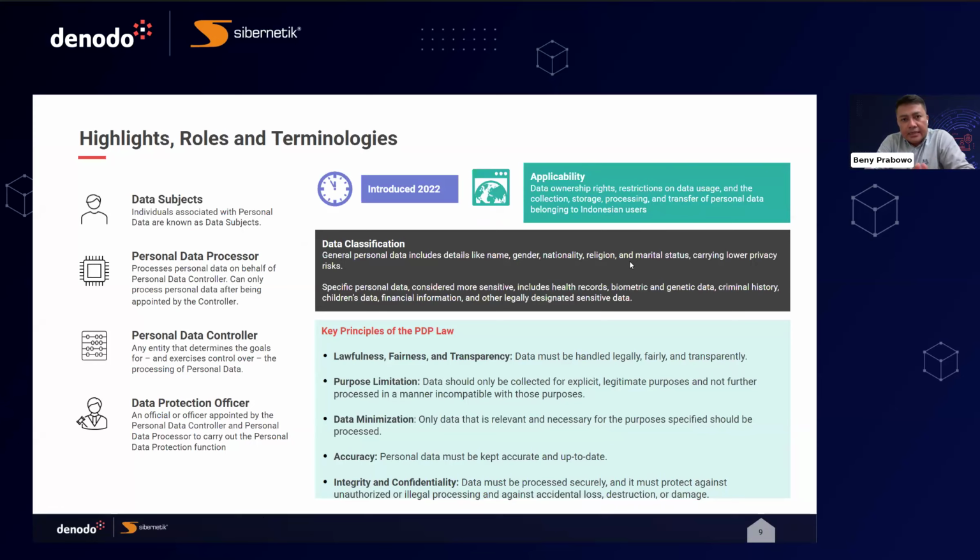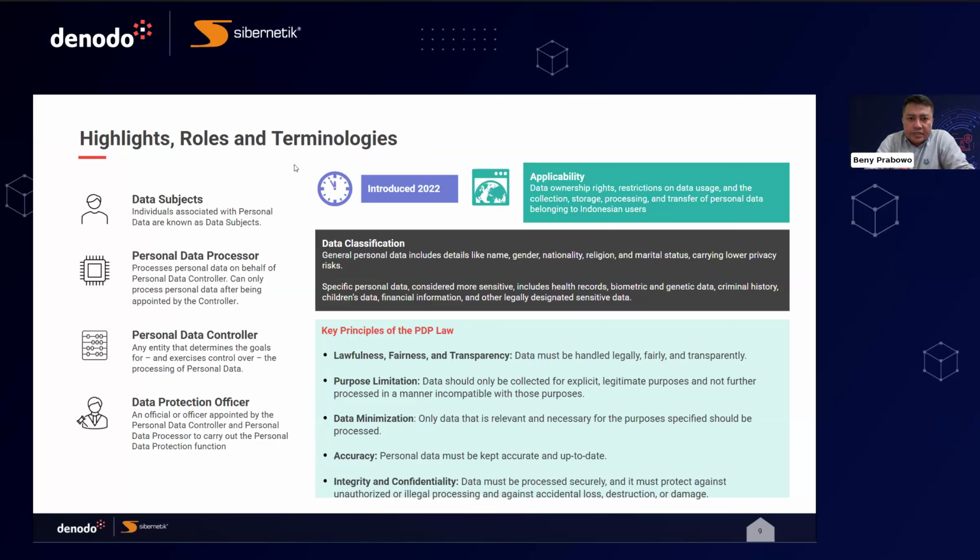The key roles and principles under Indonesia's PDP law. Here we start with the data subject, which refers to any individual whose personal data is being processed. And then there is the data controller. This is the party that decides how and why the data is processed. Supporting them is the data processor, who processes the data on behalf of the controller, but only under their direction. And lastly, we have the data protection officer, who is appointed to ensure that the organization stays compliant with data protection regulation.